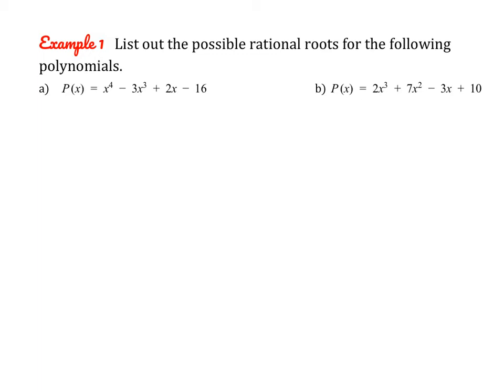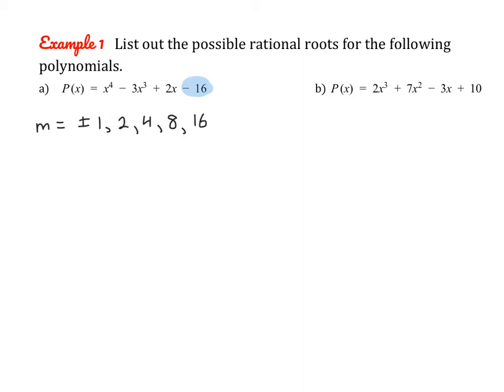So first we need to figure out what are all the possible factors of our constant, which is negative 16. So those are going to be our m values. And don't worry about that negative actually, because we're going to use plus or minus for all of these values. So we have plus or minus, and we're going to list out all of the factors of 16. So that gives us 1, 2, 4, 8, and 16. And all of those are plus or minus.